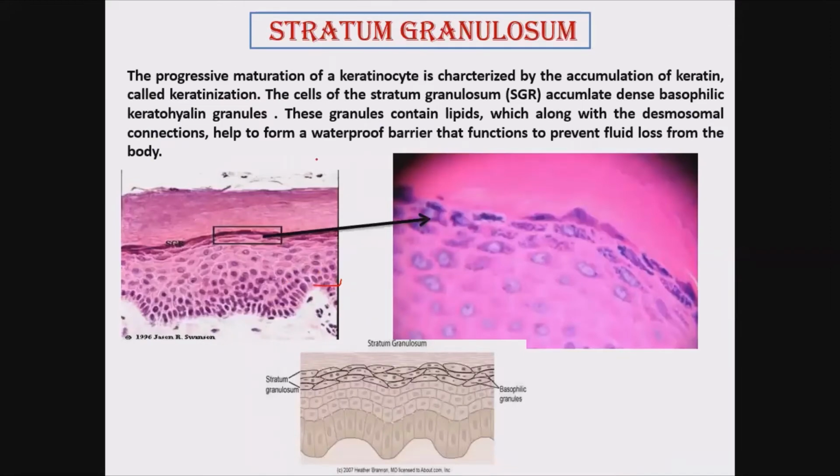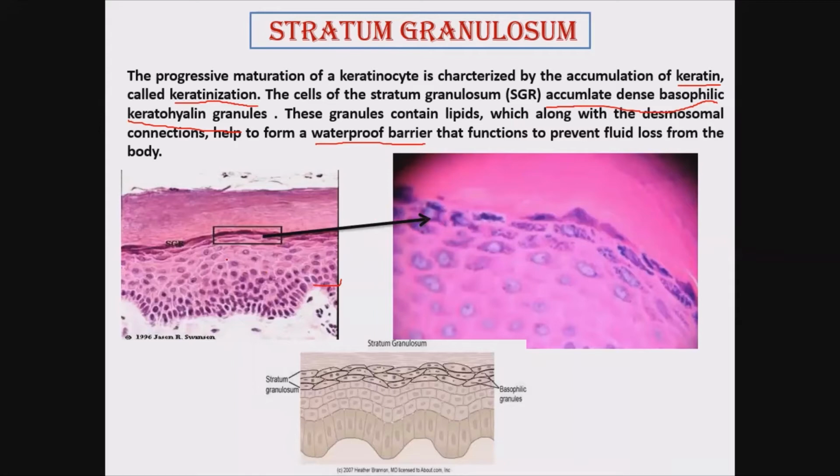The progressive maturation of keratinocytes is characterized by accumulation of keratin. Keratohyalin granules are formed, and this process is called keratinization. The cells of this third layer, stratum granulosum, accumulate dense basophilic keratohyalin granules. These granules are actually the lipid granules. They contain the lipid, which along with the desmosomal connections helps to form a waterproof barrier that functions to prevent fluid loss from the body.